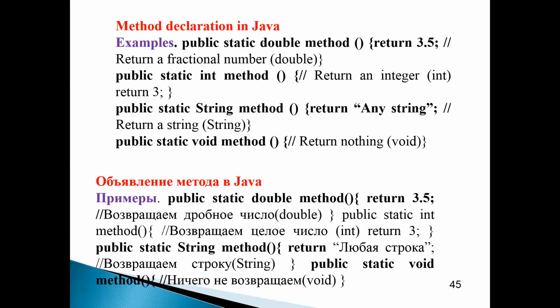Method declaration in Java. Please look carefully at this programming code. You can see comments. First line, return a fractional number. Next line, comment, return an integer. Return 3. Next line, return a string, and return nothing. Last line, return nothing.